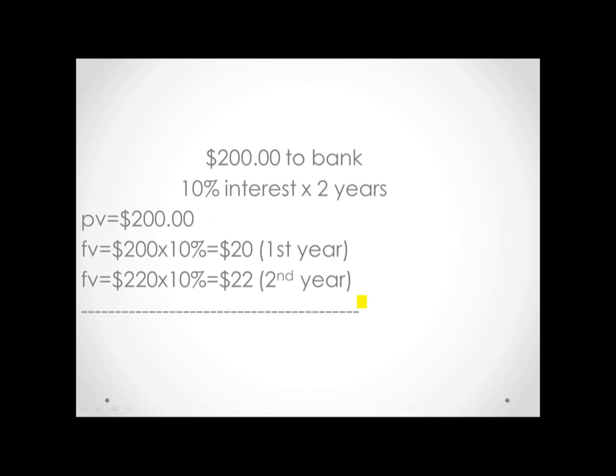Again, from the previous slide, you take this $20, this is compounded interest, and you're going to times it by the 10%, and you're going to have $22. You need to add $20 and $22, and your grand total you will have will be $242 at the end of 2 years.